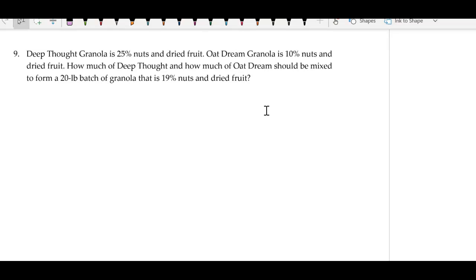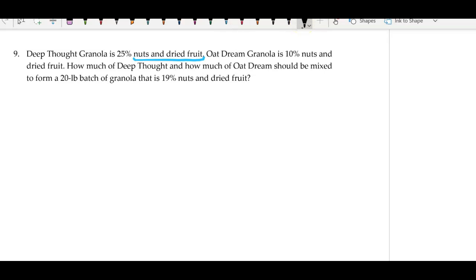Okay, guys' favorite kind of problems, right? The percent mixture problems. Everybody loves it. I see the look on your faces. You're like, no way. Okay, so Deep Thought granola is 25% nuts and dried fruit, that's together. And the Oat Dream granola is 10% nuts and dried fruit. How much Deep Thought and how much Oat Dream should be mixed to form a 20-pound batch that is a 19% mixture of nuts and dried fruit?